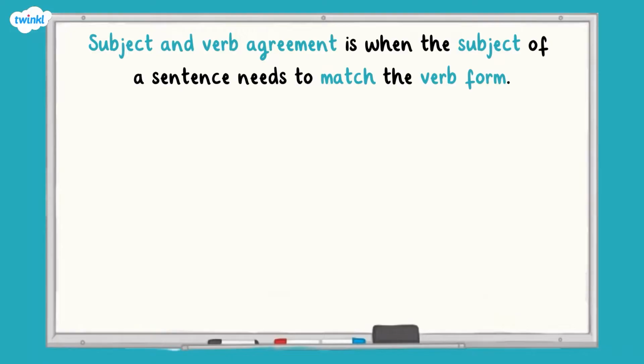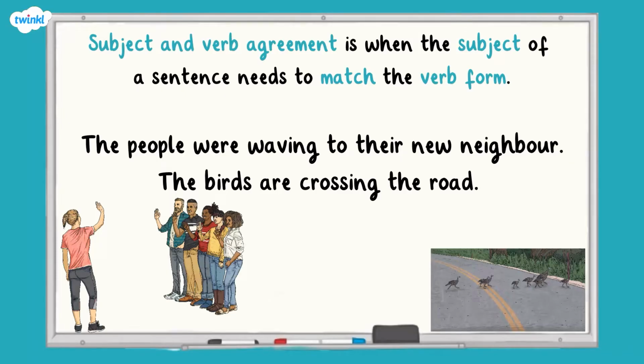A plural subject needs to have a plural form of the verb, such as, the people were waving to their new neighbour. The birds are crossing the road.